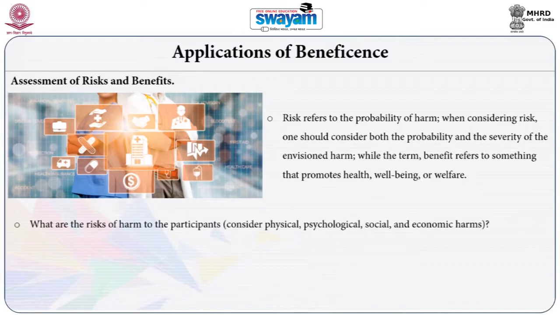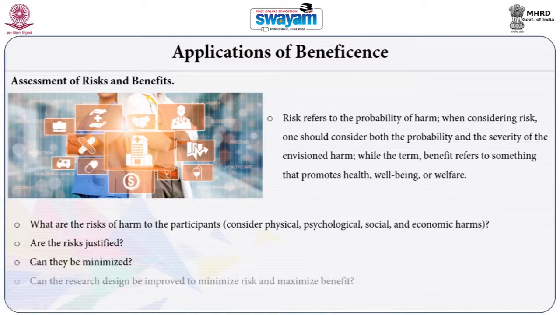What are the risks of harm to the participants? Consider physical, psychological, social and economic harms. Are the risks justified? Can they be minimized? Can the research design be improved to minimize risk and maximize benefit? What are the benefits to the participant and also to the society?